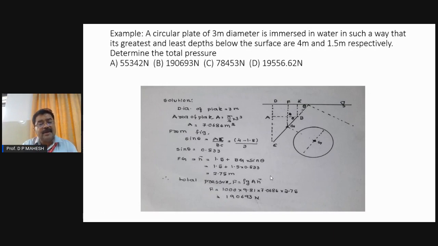You read the problem carefully, and whether the liquid is water or something else, accordingly you have to use the density. Since it is water, the density is 1000, g is 9.81. The area means the area of the plate. We already found the area using the circular formula, pi d square by 4. Then finally h bar, that is 2.75. When you calculate, the answer comes 190693. You have that as the second option. The correct answer is B.